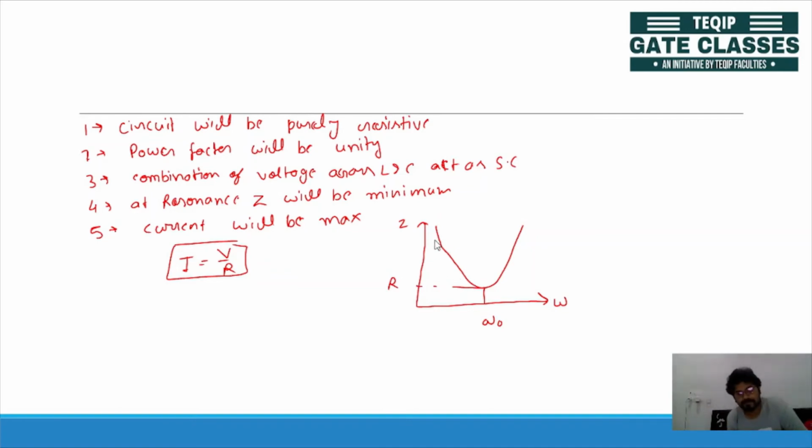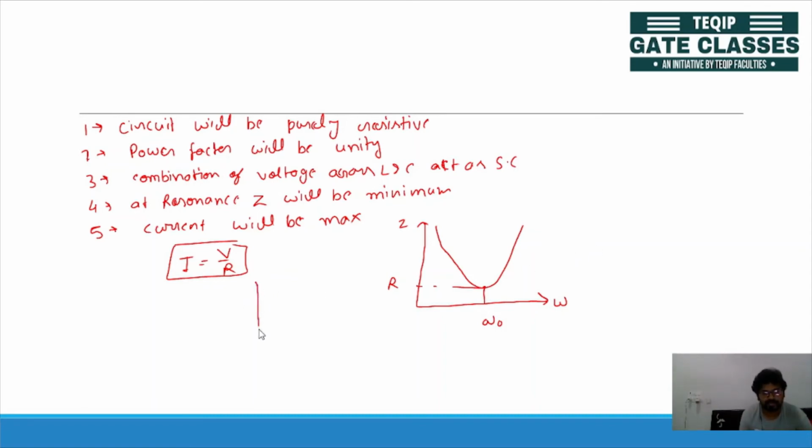Okay, so here the effect will be capacitive at lower frequency. You know capacitive reactance is 1 upon omega C and inductive reactance is omega L. So when frequency increases, your XL will increase, XC will decrease. So here the effect will be capacitive, here the effect will be inductive, and here at resonating frequency your circuit will be purely resistive.